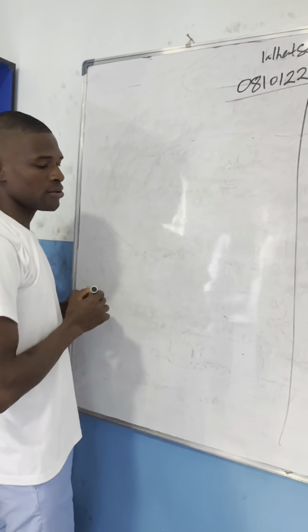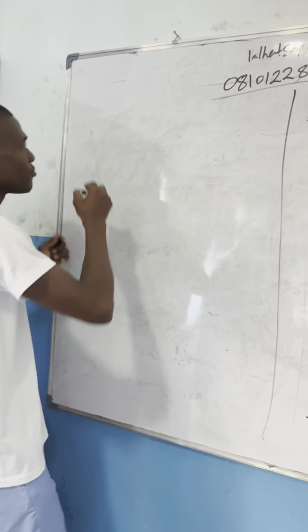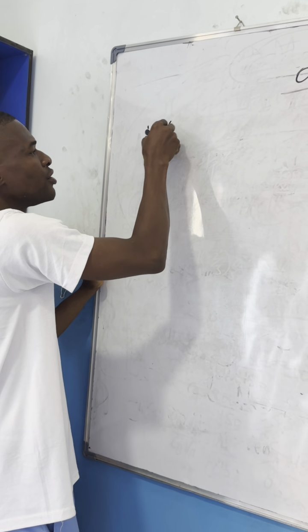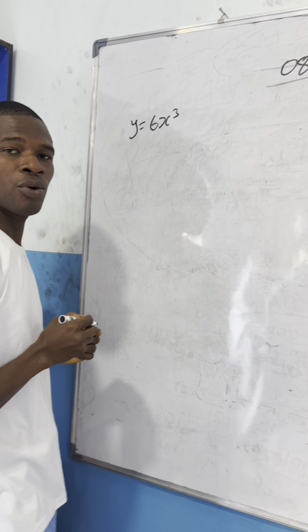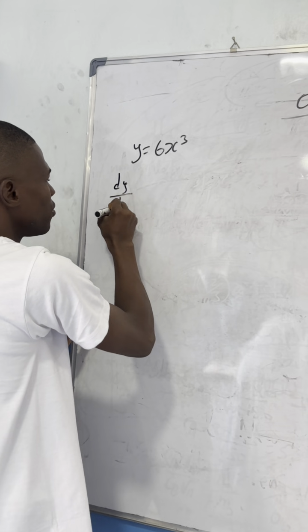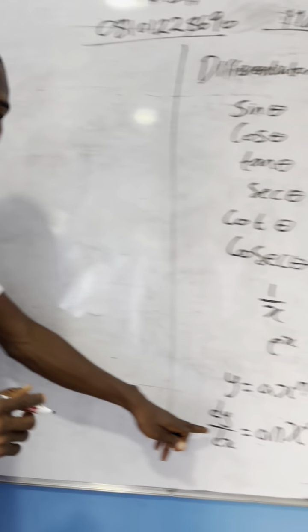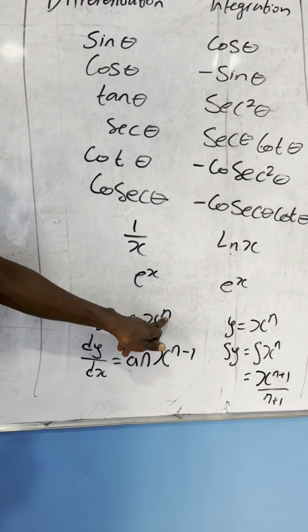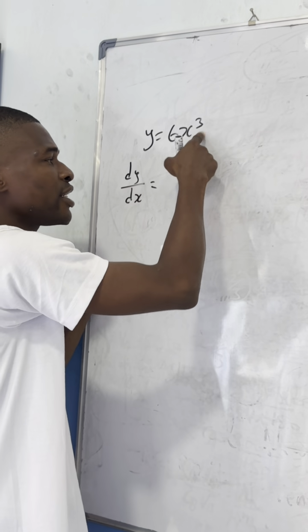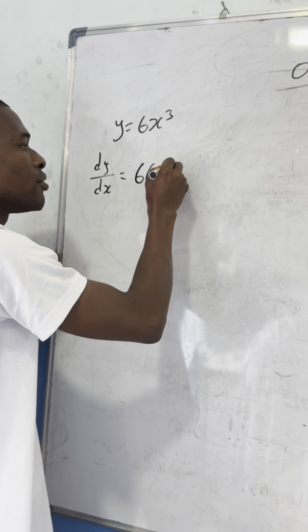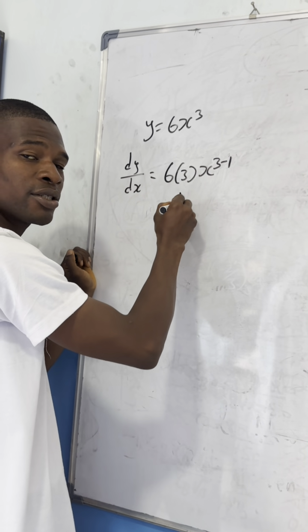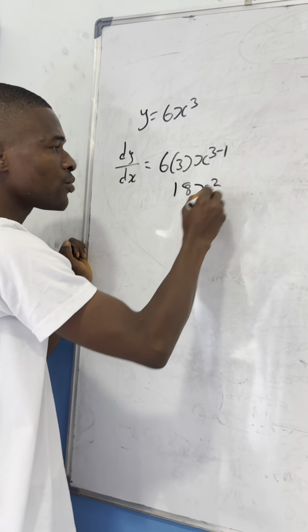In this case, if you differentiate when y is equal to 6x cubed, we make sure we do 6 times 3. Therefore dy over dx is equal to a times n, and we remove 1 from the power. 6 times 3 gives you 18x raised to power 2.